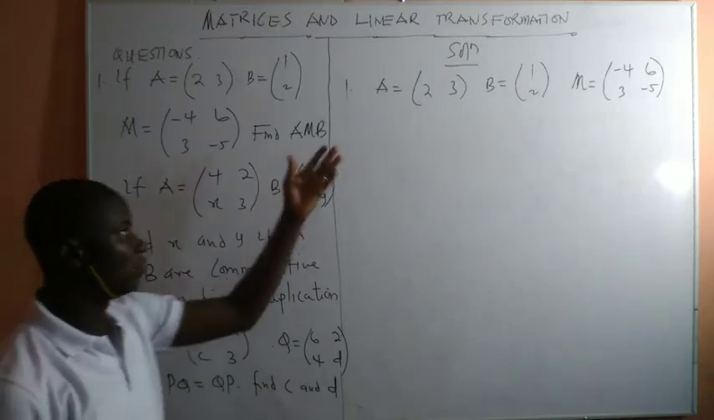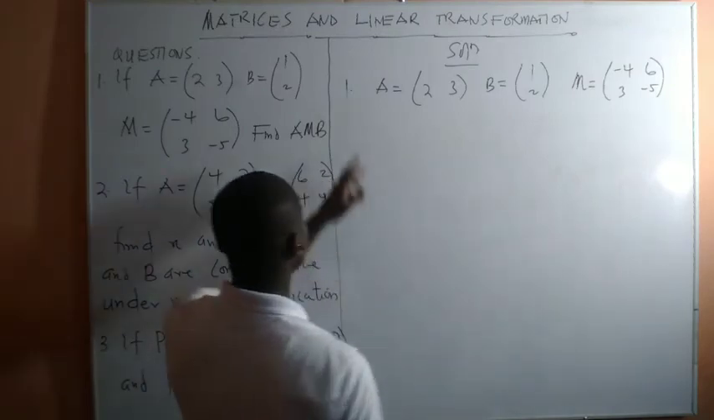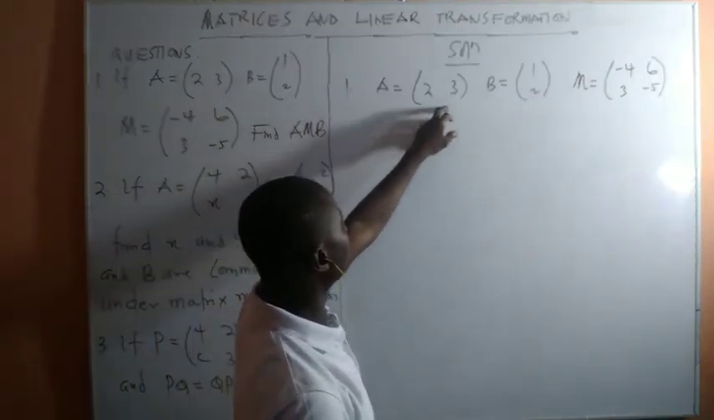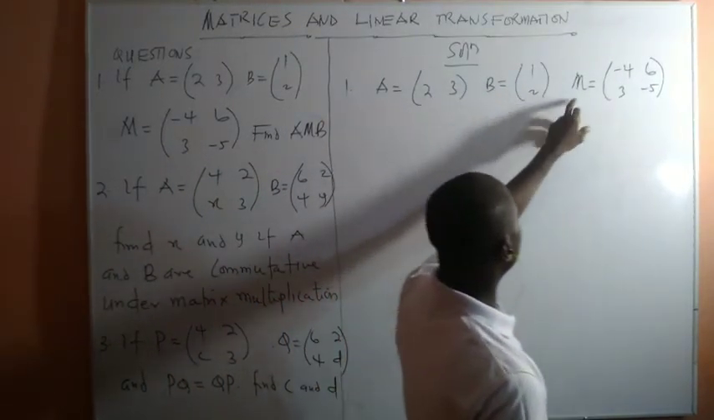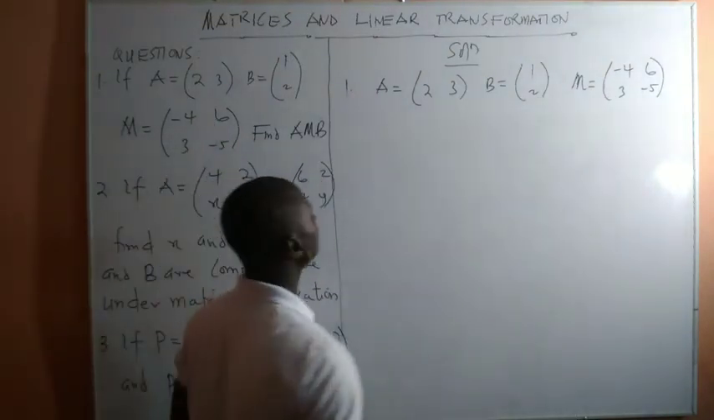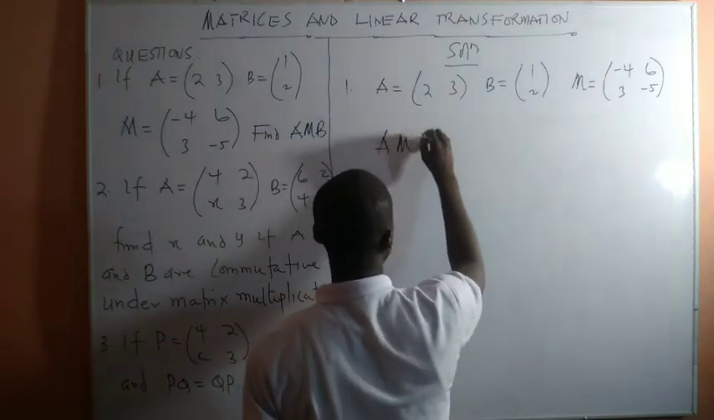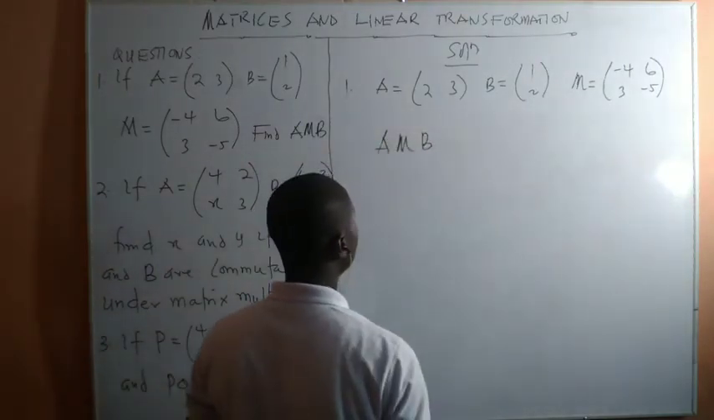And so now we are going to solve the questions. We start with the first question. In question number 1, we are given A to be [2, 3], B to be [1, 2], and M to be [[-4, 6], [3, -5]]. And that's what we see over there. Now we have to find AMB.